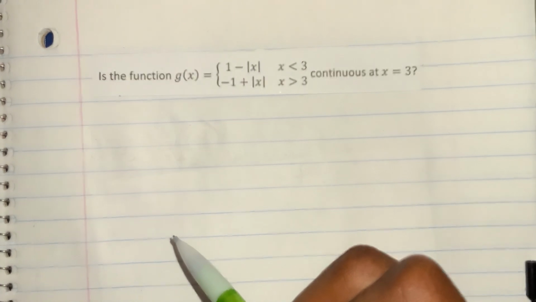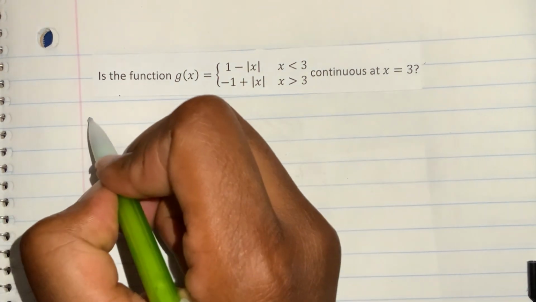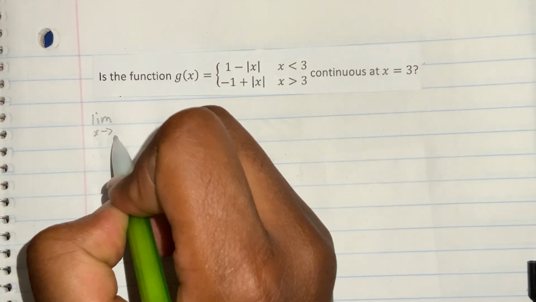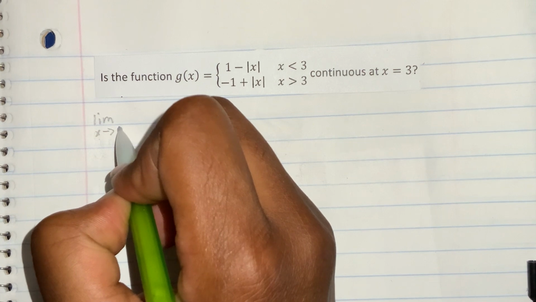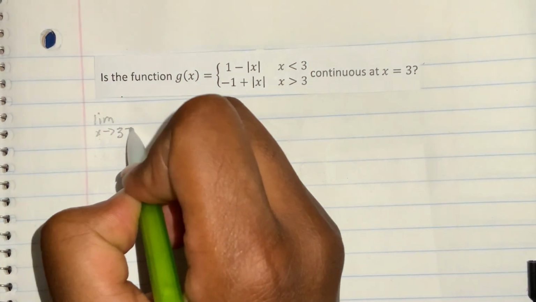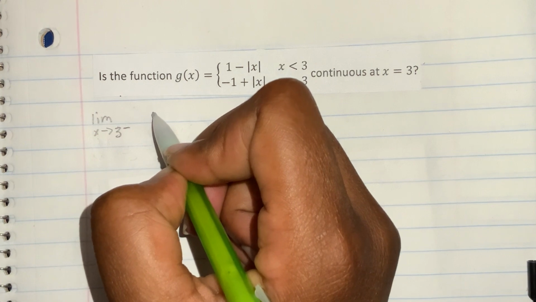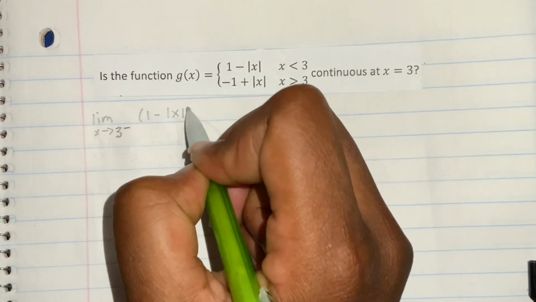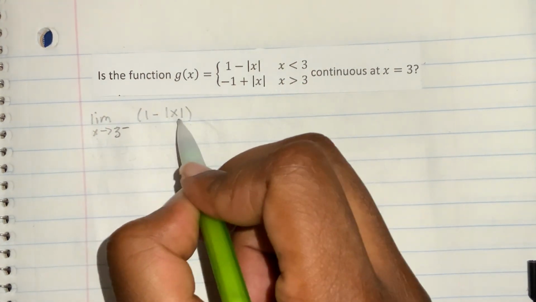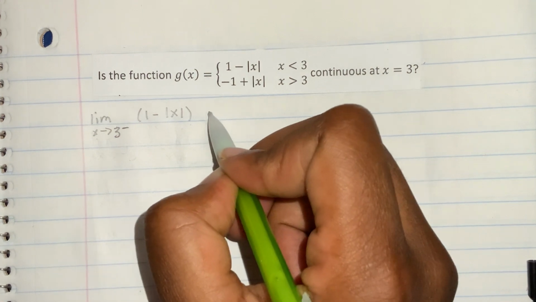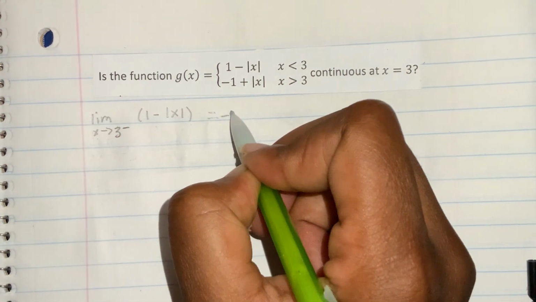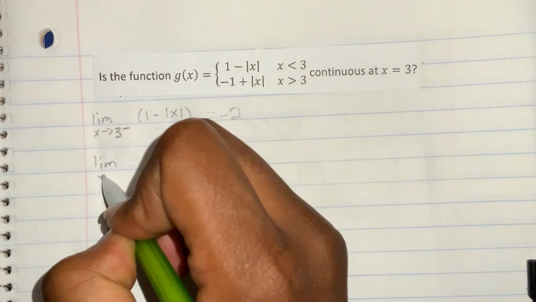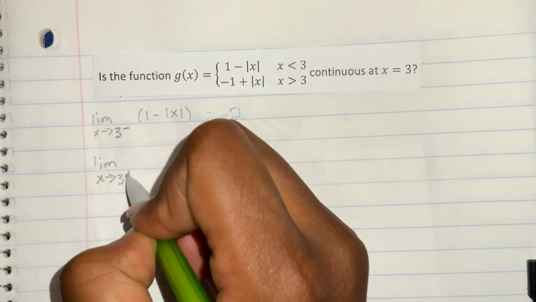For our next function, we will evaluate the limit as it approaches 3 from the negative side. We will use the portion of the function when the x is less than 3. Giving us a value of -2. And as we approach from the positive side, we'll use the part of the function for when x is greater than 3.